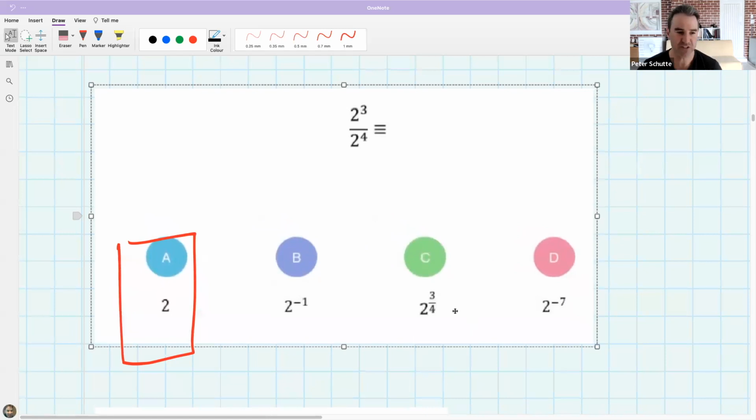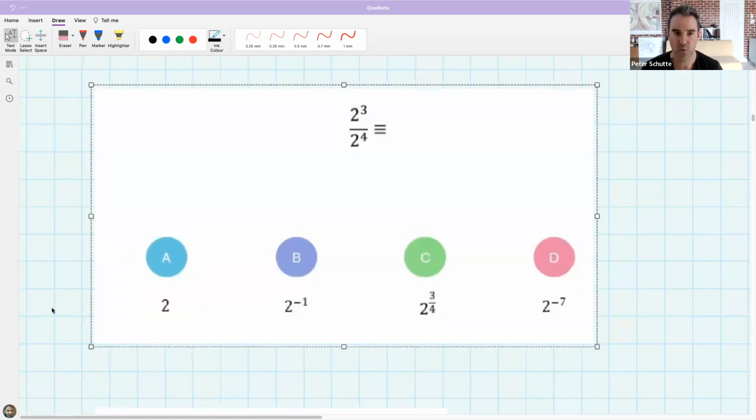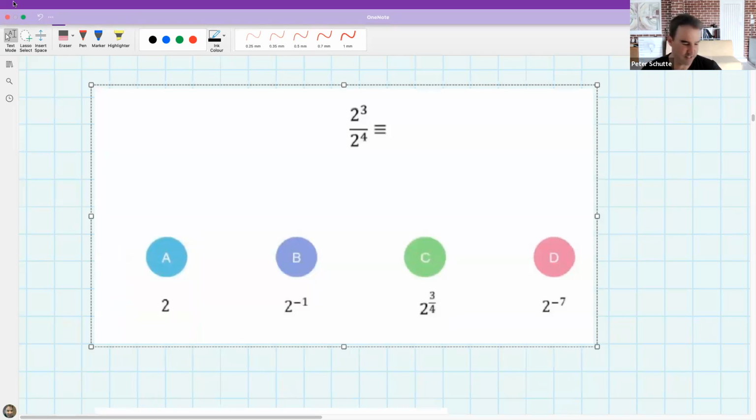Okay. Next question. I'm going to try and rub this out. There we go. What is the answer to the next one? 2 to the power of 3 divided by 2 to the power of 4. Ooh, turning up the heat a bit. Yeah, the numbers are on top and they're on the bottom. You can do this, guys.